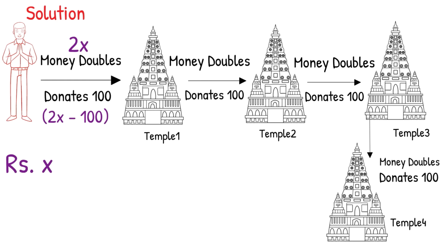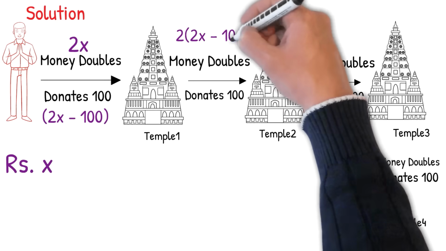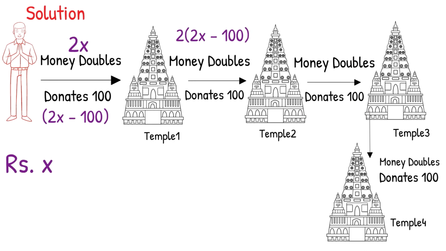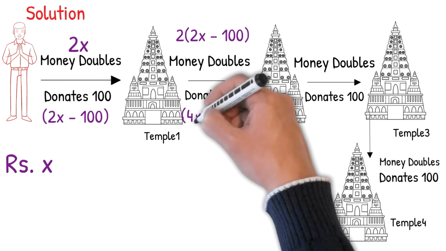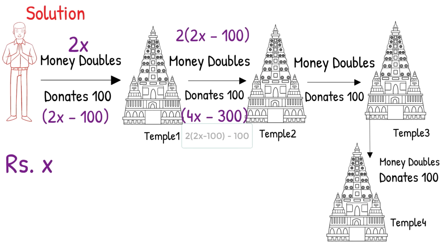So in second temple, as soon as he enters the temple, his money is doubled to 2 into (2x minus 100). 2x minus 100 is the money left before visiting the second temple. So on his way out, he donates another ₹100 and he is left with ₹4x minus 300. This we will get after solving the equation 2 into (2x minus 100) minus 100.